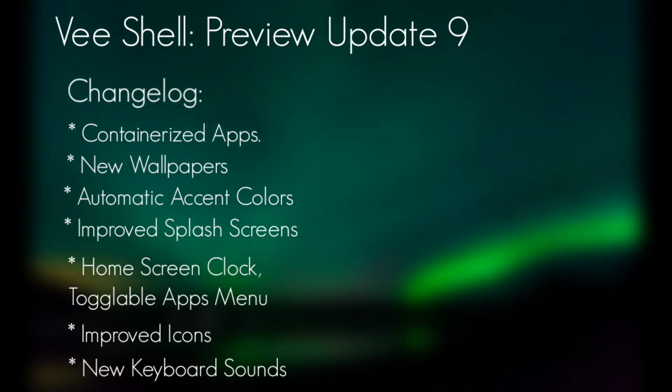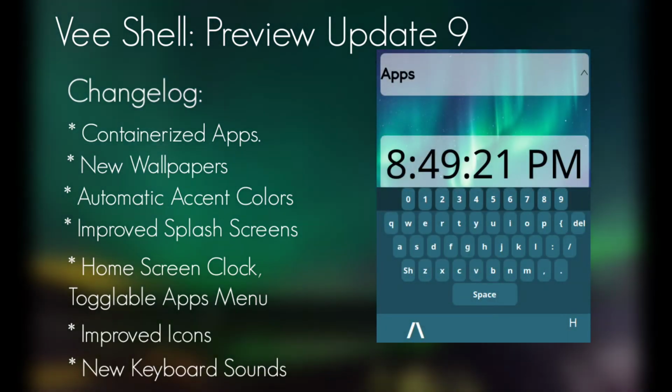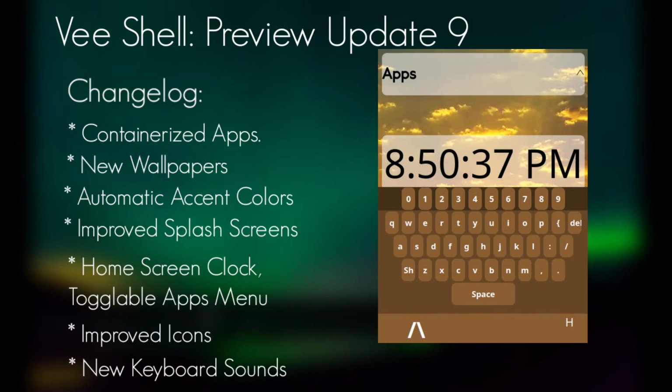And based on this new feature, VBoard and the navigation bar will pick the color from the wallpaper, and they will use it for their theming, which looks really good, at least in my opinion.